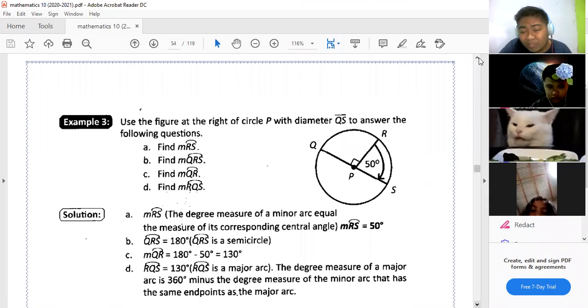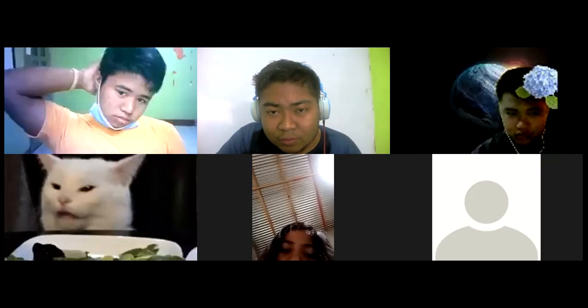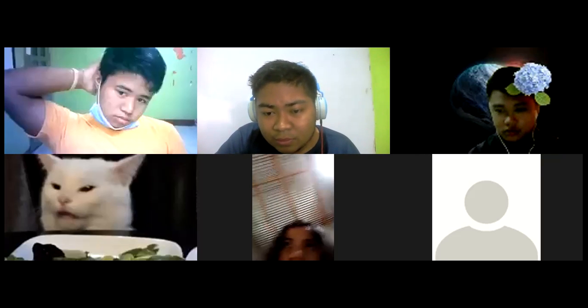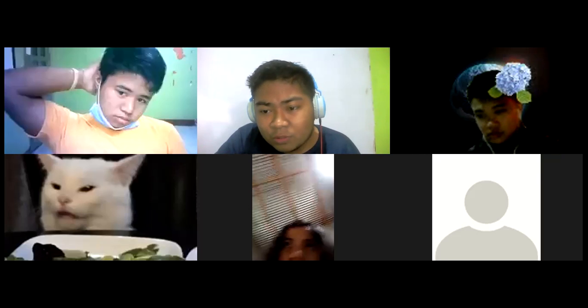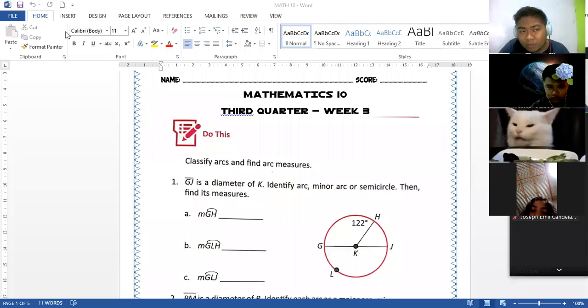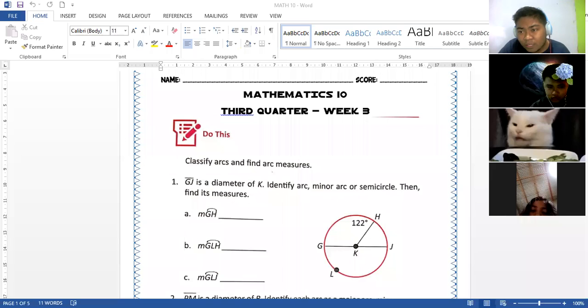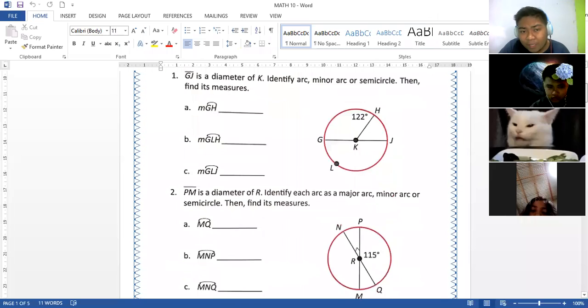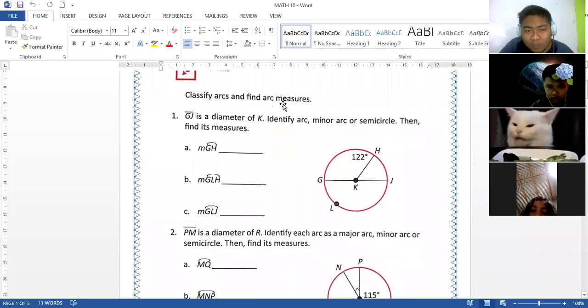But, let's stay first on the central angle. So, where is it? Oh, there. So, this is your worksheet for the third week. So, let's try to answer some of it. Okay, I will just help you.